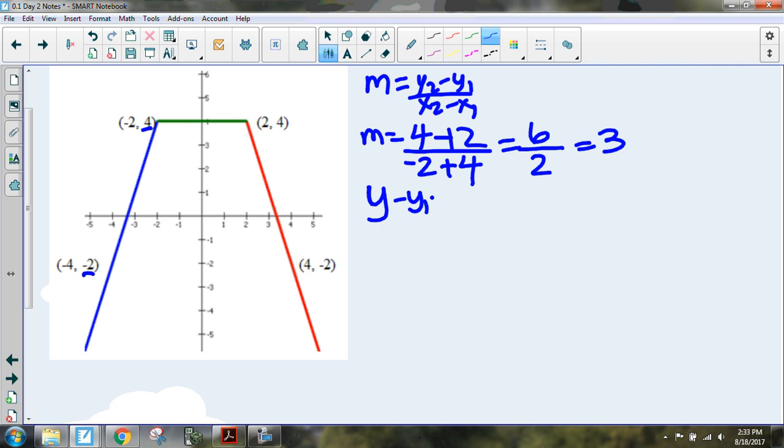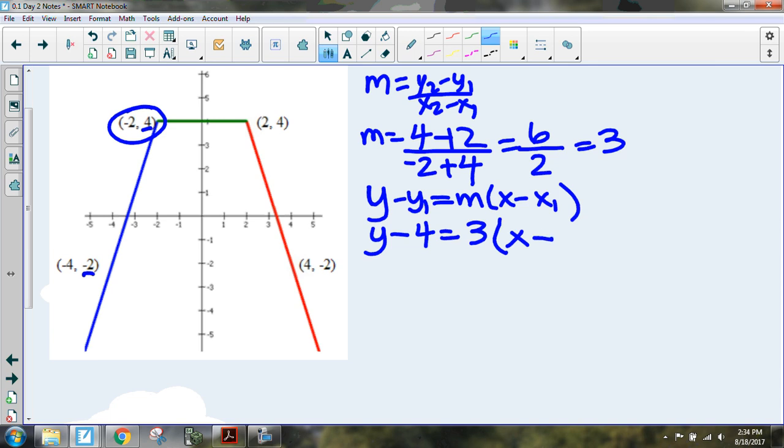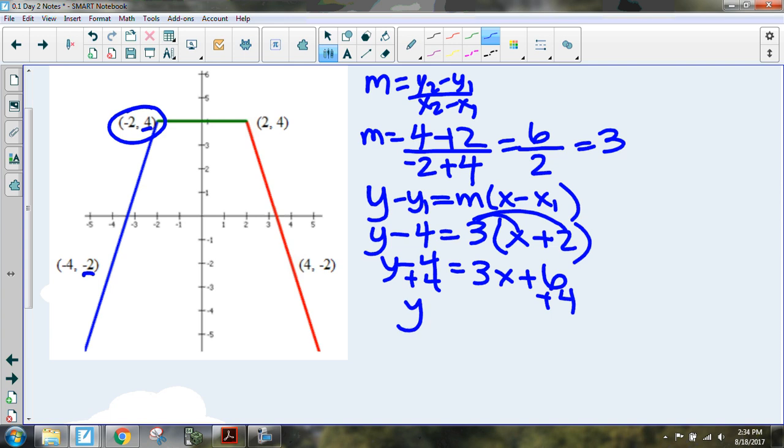Now I'm going to put it into point slope form. So we have y minus y1 equals m times x minus x1. So y stays the same, and then I pick one of those points. I'm going to do this point right here, negative 2, 4. So y minus 4 equals the slope, which is 3, times x minus a negative 2. We need to solve for y, so we distribute that 3 to the x and the 2. So we have 3x plus 6, and then we have y minus 4. Now we add that 4 to the other side. So y equals 3x plus 10.